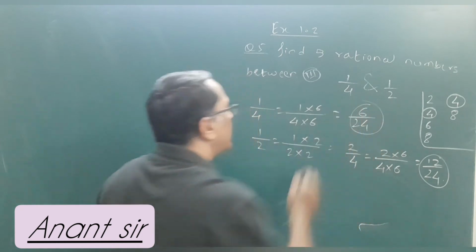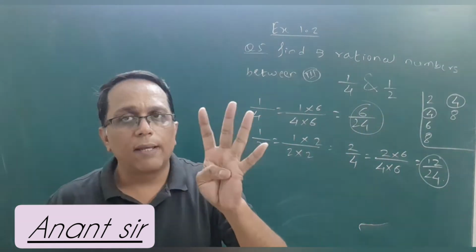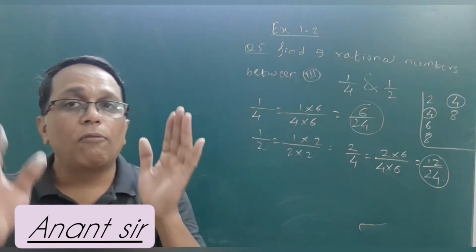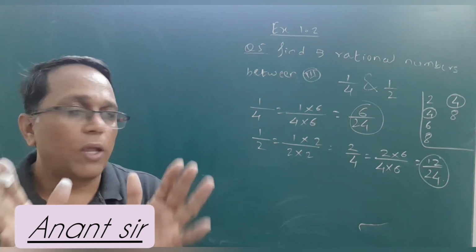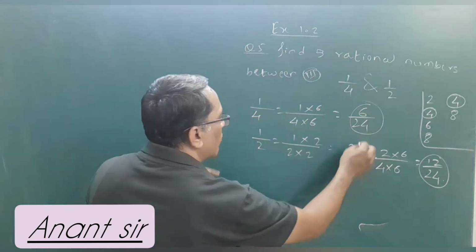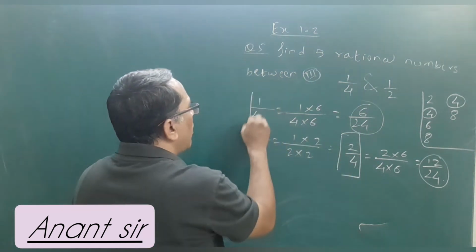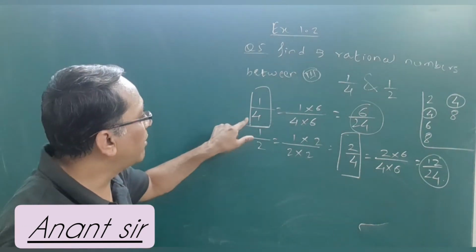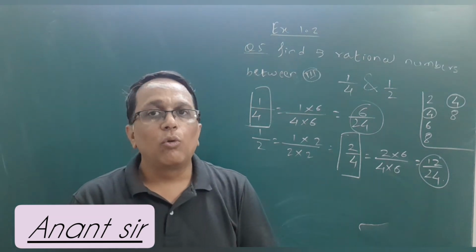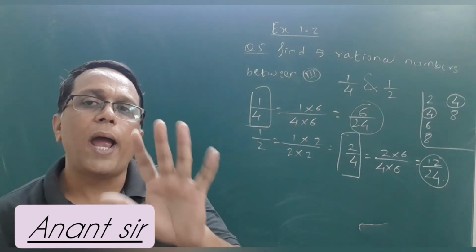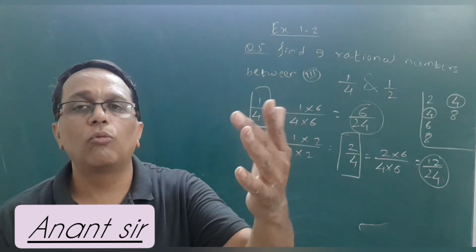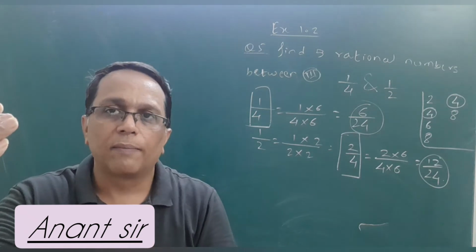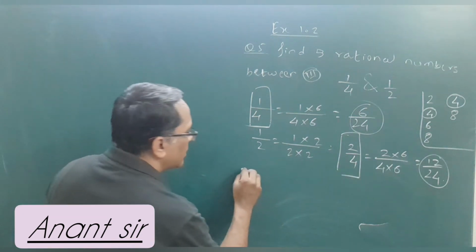See now, between 6 by 24 and 12 by 24, 7, 8, 9, 10, 11 by 24. So if you want 5 rational numbers, if the denominator is same, here see the denominator was same. 2 by 4, 1 by 4. Denominator was same, but there was no rational number between 1 by 4 and 2 by 4. And now you want 5, so you multiply by at least one more. So you multiply by 6. If you want 10, then multiply by 11. Okay. So now you can write 5 rational numbers easily.